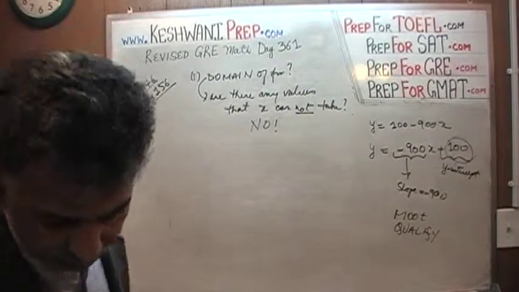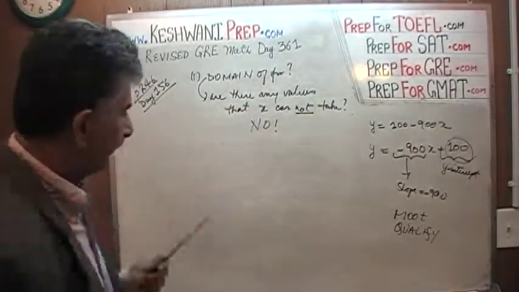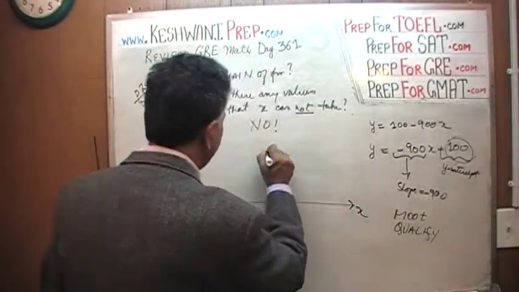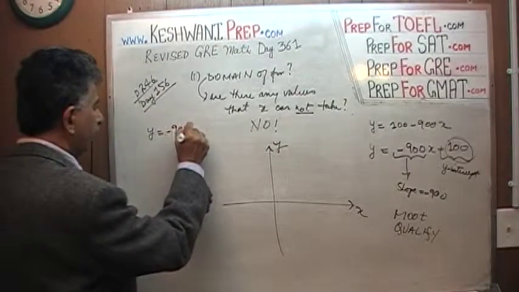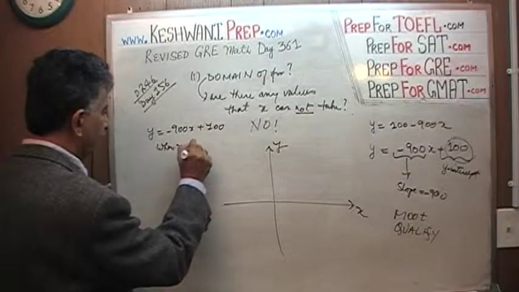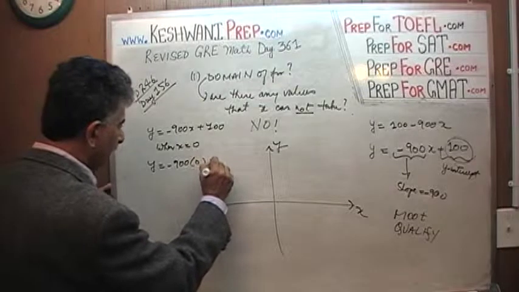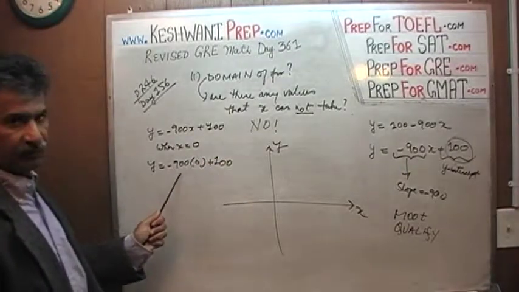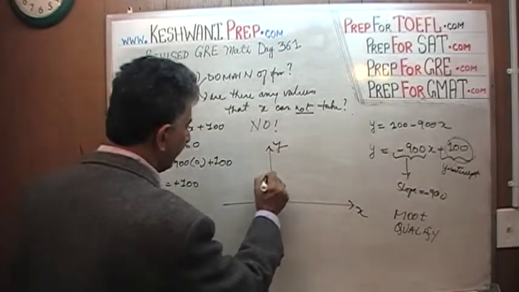So that's the domain. The second part that we're talking about is the graph. Let's plot this graph very quickly. So here's our x-axis, here's our y-axis. y is equal to negative 900 x plus 100. When x is equal to 0, we'll get y is equal to negative 900 times 0 plus 100. It doesn't matter what the slope is, any number times 0 is just 0. So y is equal to positive 100. So that's your y-intercept, right here, 100.